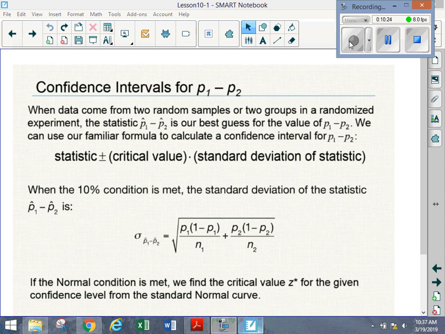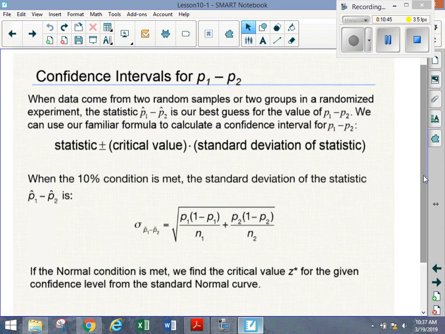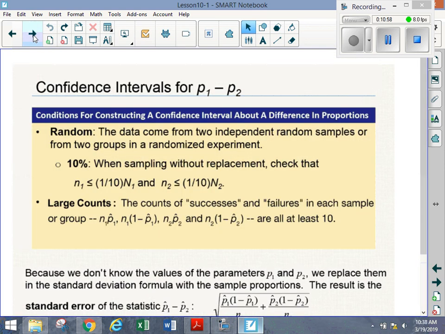So if we're going to construct the confidence interval for p sub 1 minus p sub 2, we're going to follow this same pattern, right? Our statistic plus or minus our critical value times the standard deviation of our statistic. Pretty straightforward. It's going to be easy to construct. The conditions that we need to check are going to be the same. Same conditions, right?